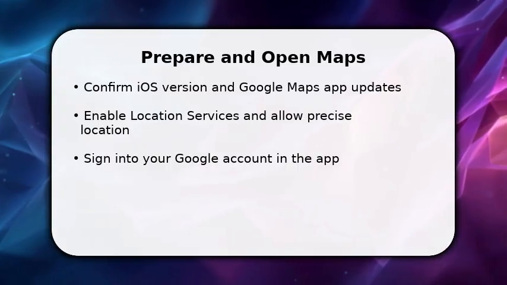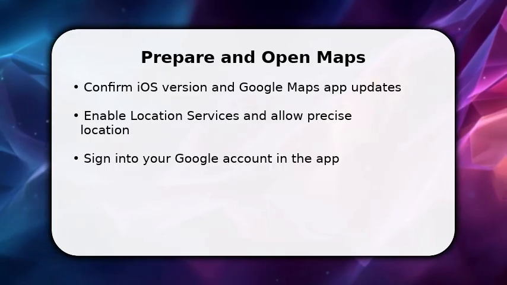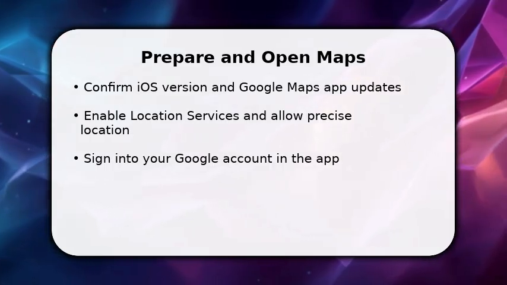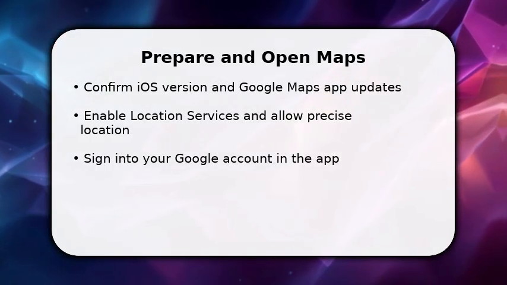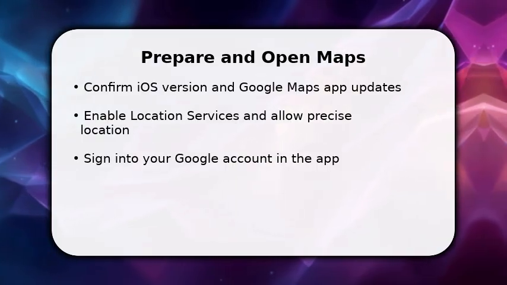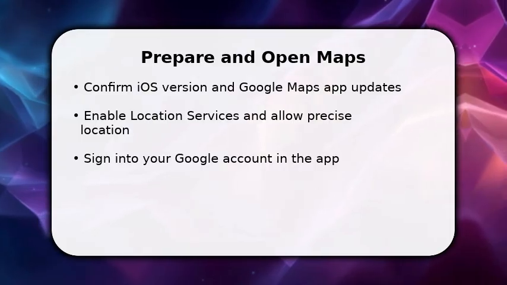You'll start by getting the essentials ready so changes stick. Open Settings, make sure Location Services is on and Google Maps can use precise location. This lets pins and routing update accurately.